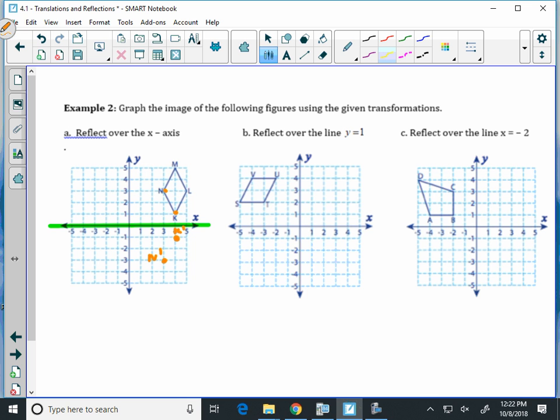Do the same thing with L. L's 1, 2, 3. Count 1, 2, 3 in the other direction. There's L prime. And then M, how far is M away from that line of reflection? 5. You just go 1, 2, 3, 4, 5 in the other direction.